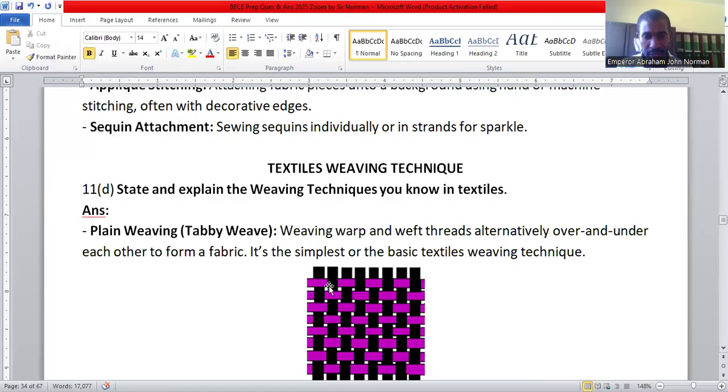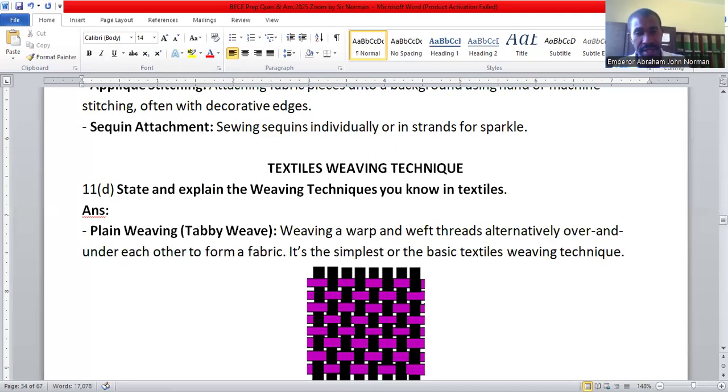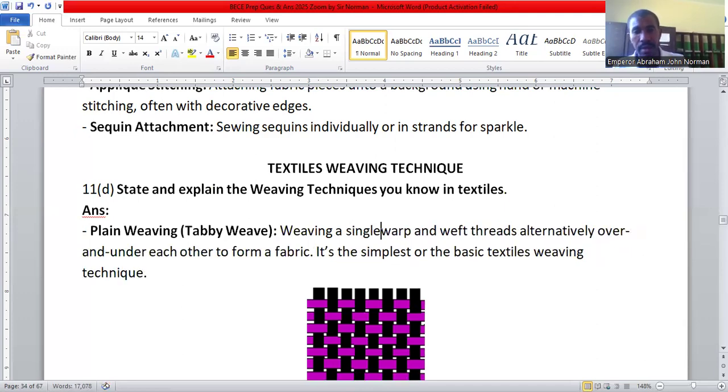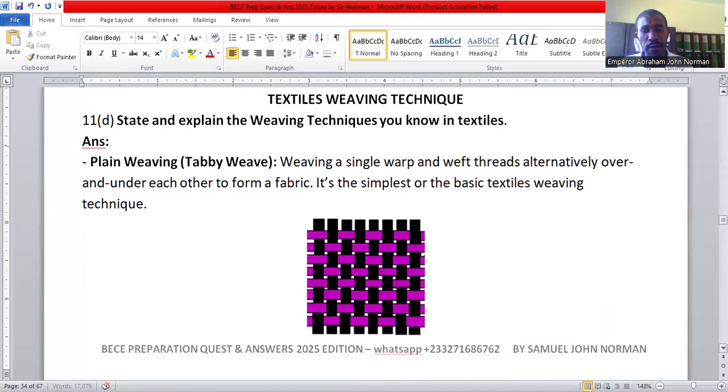Now look at how it is. You see that a single weft and warp thread has been woven alternatively. So let me make it very simple. Weaving single warp and weft threads alternatively over and under each other to form a fabric. So you can see this is a single warp thread. This is also another single weft thread, as you can see, and they have all been woven alternatively over and under each other.